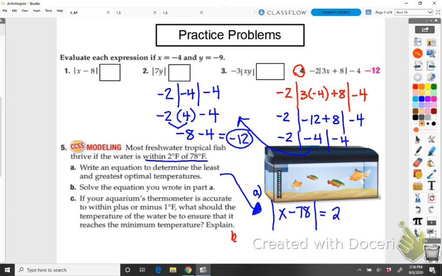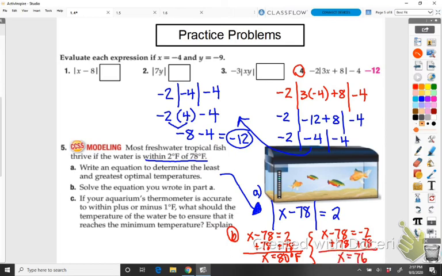Part B says to solve those. So remember, we need 2 cases. X minus 78 equals a positive 2. And x minus 78 equals a negative 2. So we're going to add 78. So one temperature is going to be 80 degrees Fahrenheit. Make sure you put the unit. The other temperature is going to be x equals 76 degrees Fahrenheit. So those are the 2 answers for part B. So if we were at 78 and increased 2 degrees, we're at 80 degrees. If we're at 78 and we decrease by 2 degrees, we're at 76.